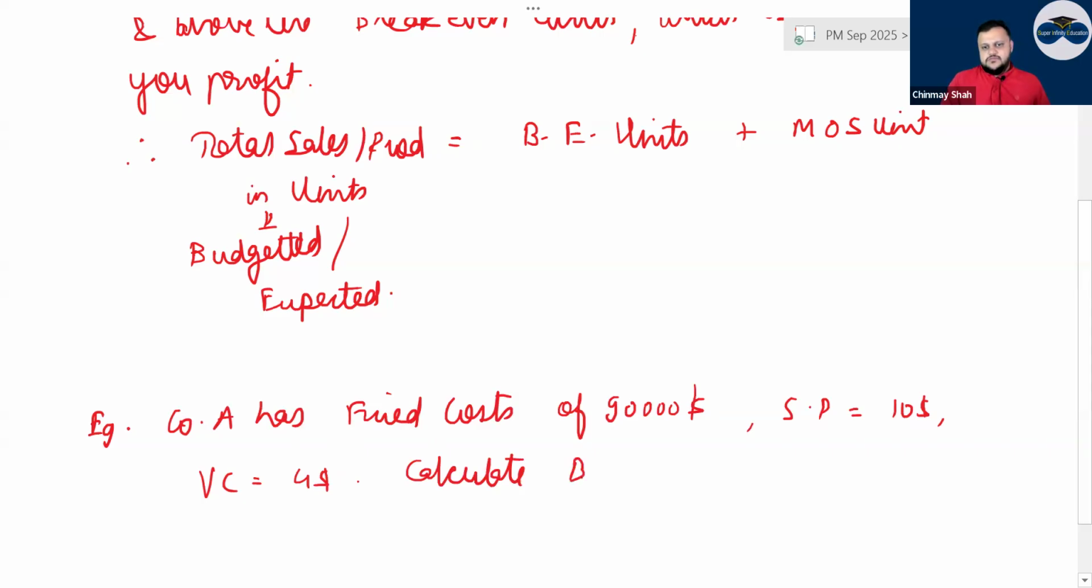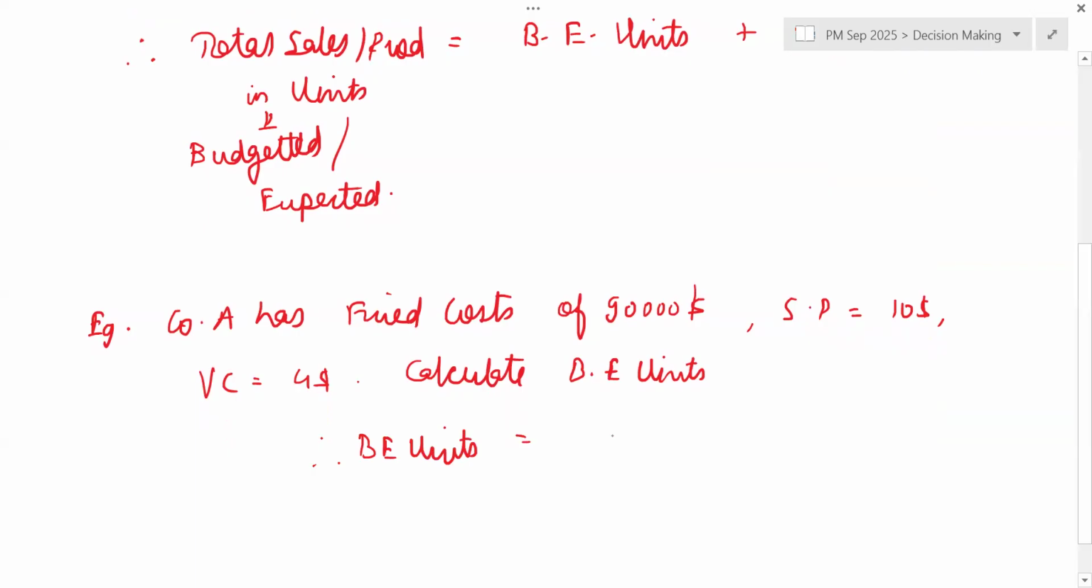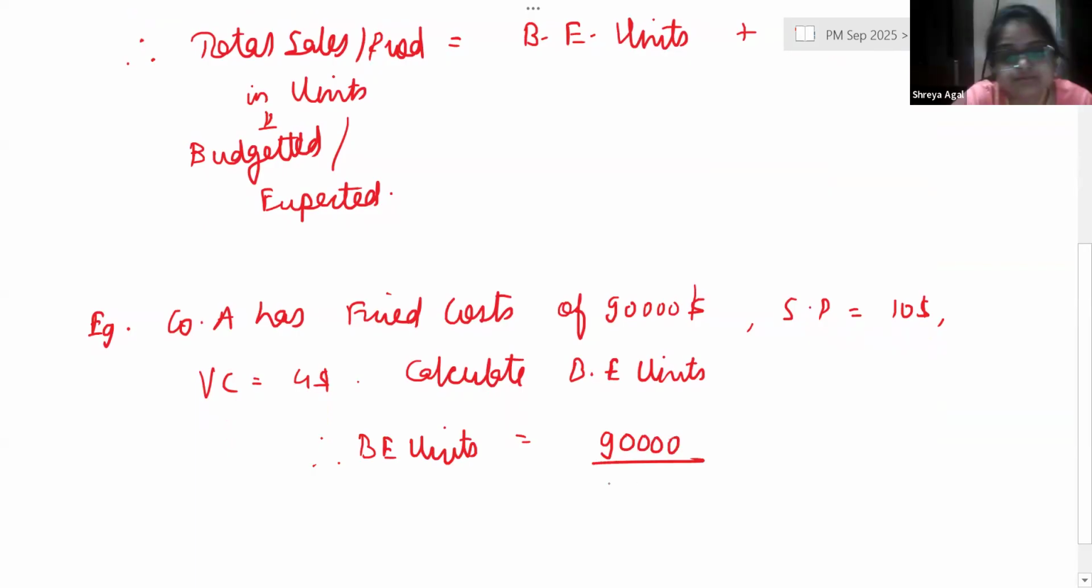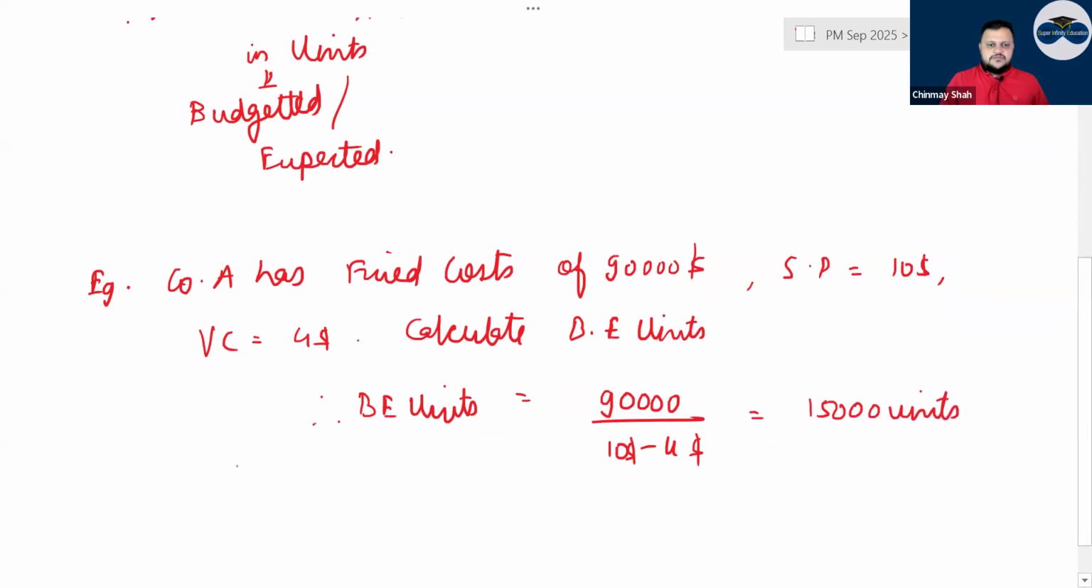Calculate break even units. How will you calculate break even units? What is the formula? Fixed cost, 90,000, divided by contribution per unit. Divided by 10 minus 4. How many units will be required to break even? 6. How many? 15,000. 15,000 units. Correct.